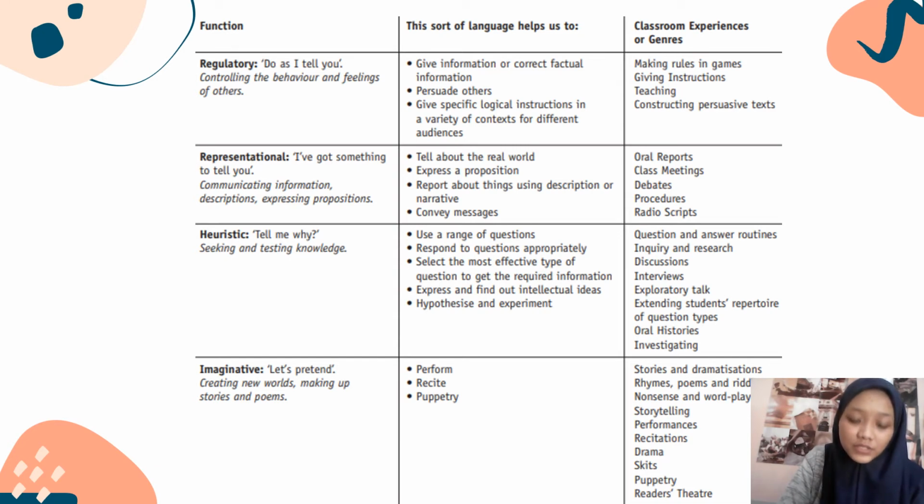And the last function is imaginative, creating new worlds, making up stories and poems. Let's pretend. This sort of language helps us to perform, recite, and puppetry. Classroom experience or genres: stories and dramatizations, rhythms, poems and riddles, nonsense and wordplay, storytelling, performance, recitations, drama, skits, puppetry, readers' theater.